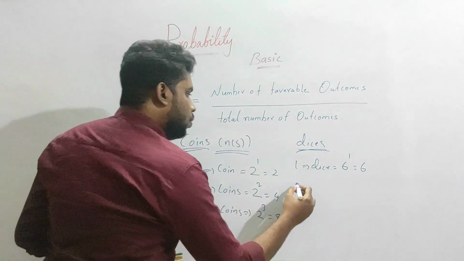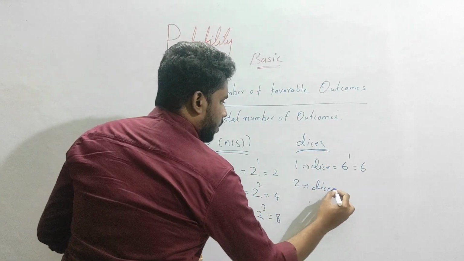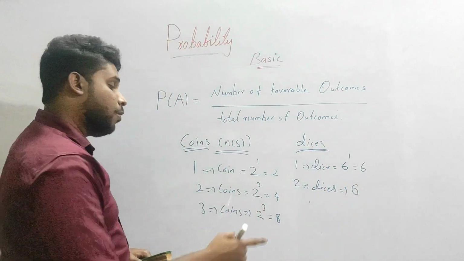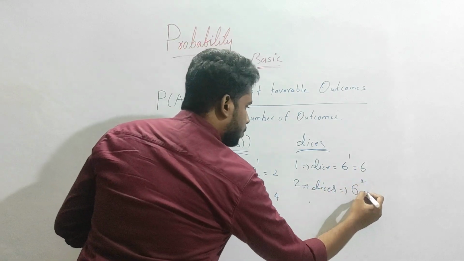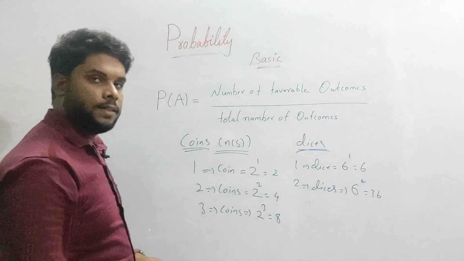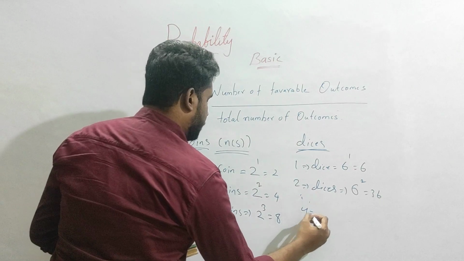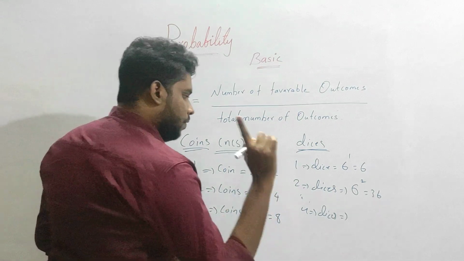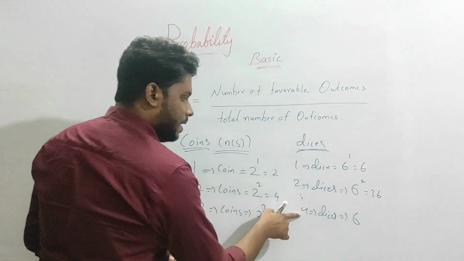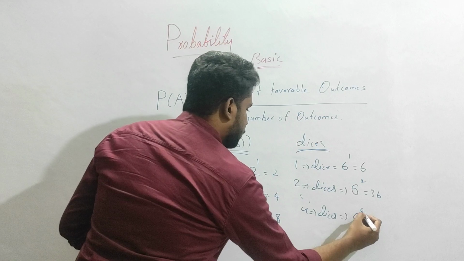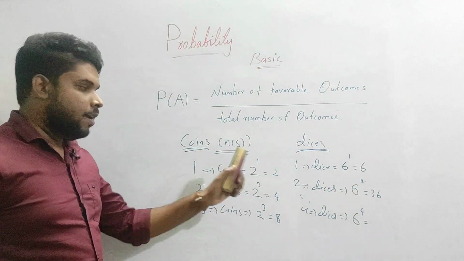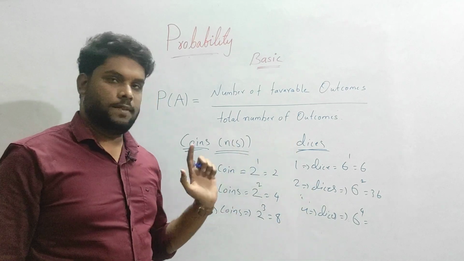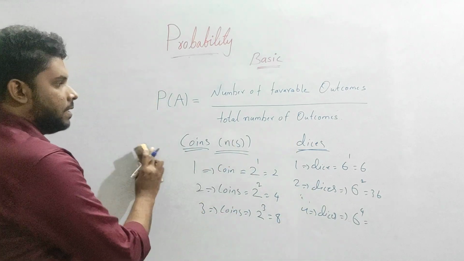Okay. Similarly, if 2 dice are rolled, in one dice there are 6 outcomes, and how many dice am I rolling? 2. So I write 6 raised to 2, which is 36. Understand? For example, if 4 dice are rolled, what is n of S here? In one dice we have 6, and I am rolling 4 dice, so I write 6 raised to 4. Similarly, if 10 dice are rolled, we can find n of S like this. So this is about coins and dice.